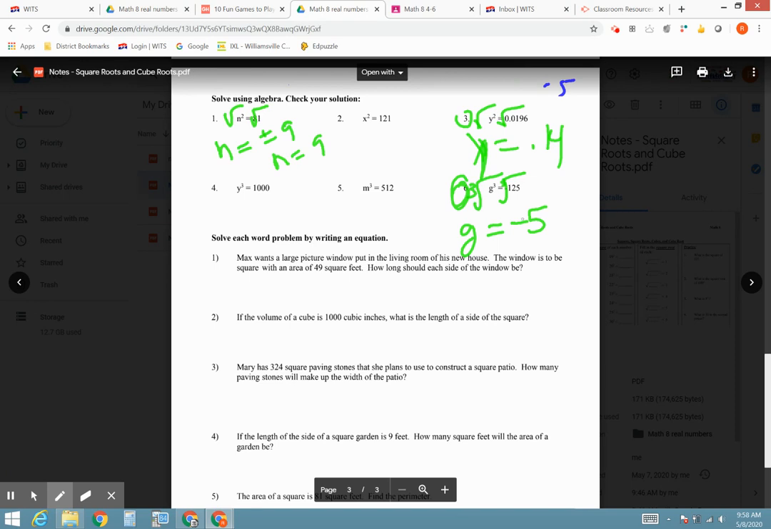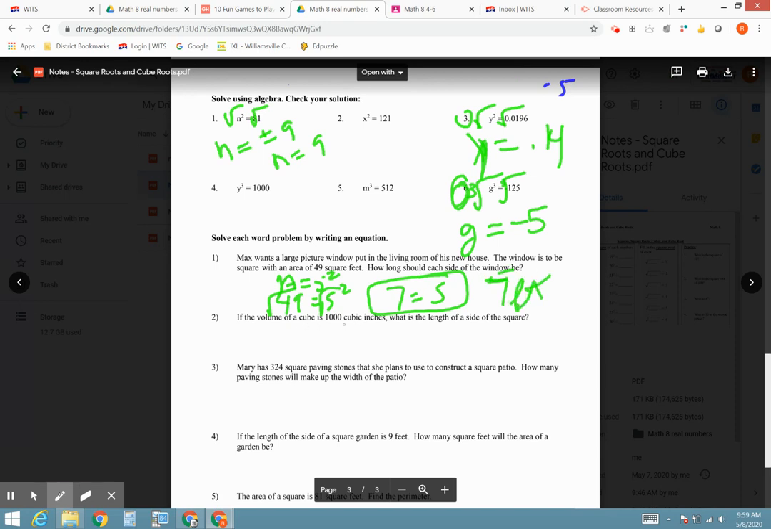Okay, we can do the same for word problems. Max wants a large picture window put in the living room of his new house. The window is to be a square with an area of 49 square feet. So I know that area equals side times side, or side squared. So 49 equals side squared. How do I get just s instead of s squared? Well, I square root both sides, so I know that it should be 7. Okay, and positive because it's a measurement, so 7 feet would be my answer.